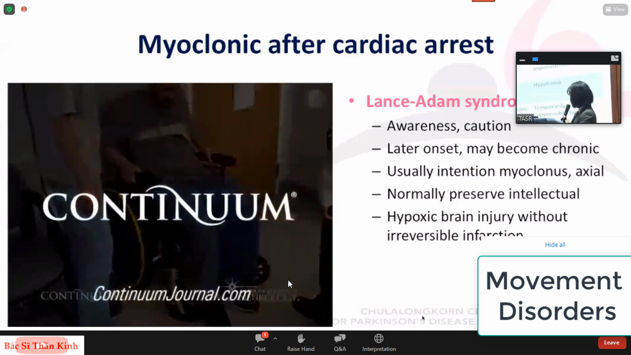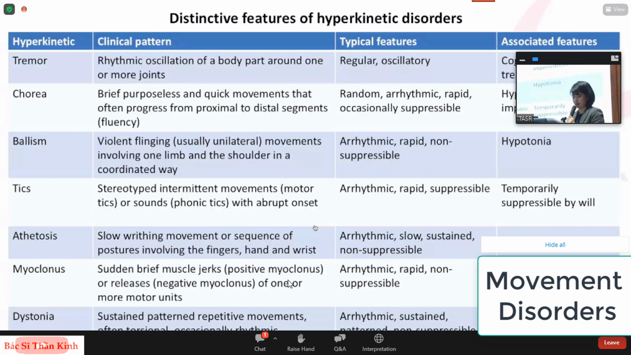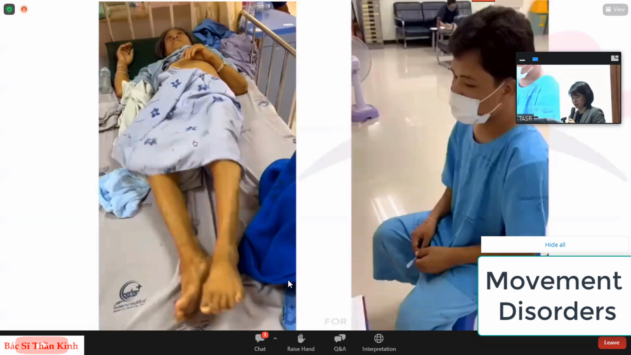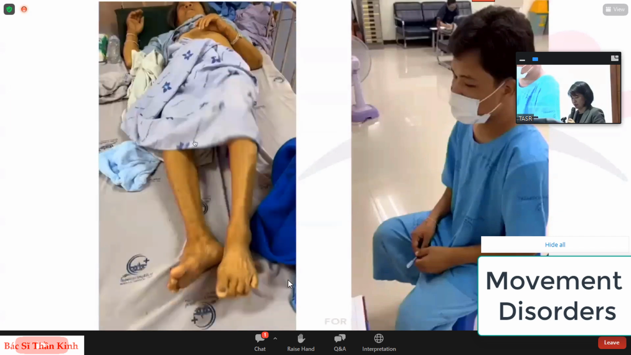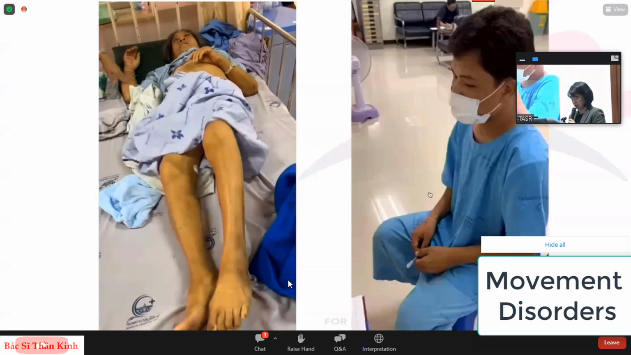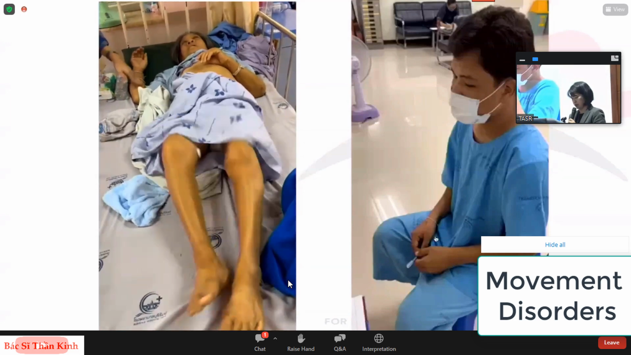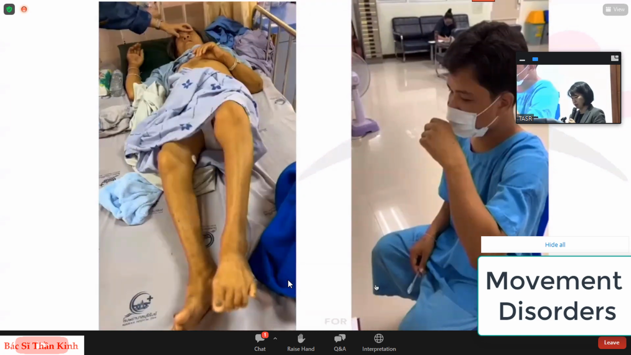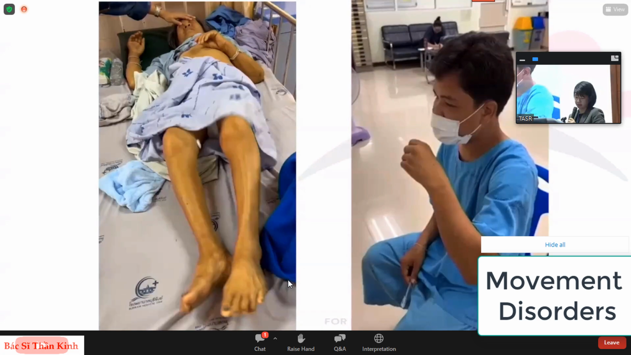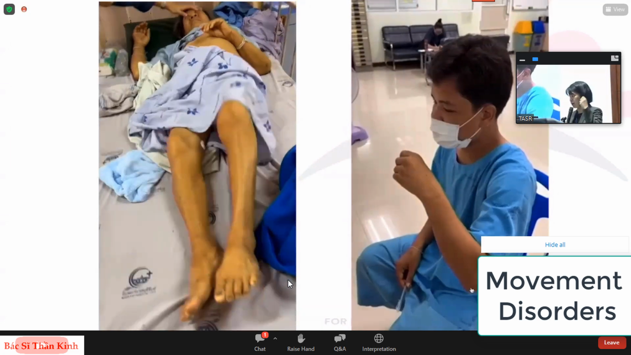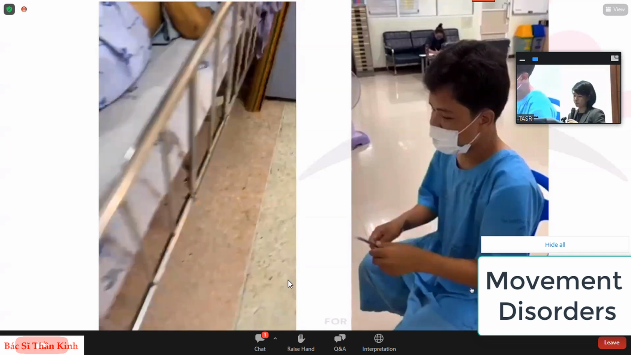So again, this is the distinct feature of hyperkinetic movements and their examination. The last one, which I showed you in the morning, is functional movement disorder, and also in this patient. He also has a tremor on his right leg that is waxing and waning, and sometimes it's distractible when he performs another volitional movement.